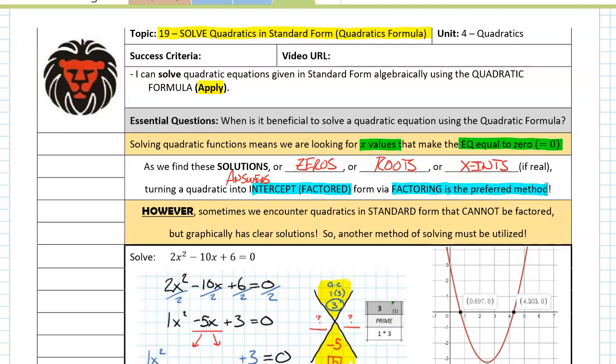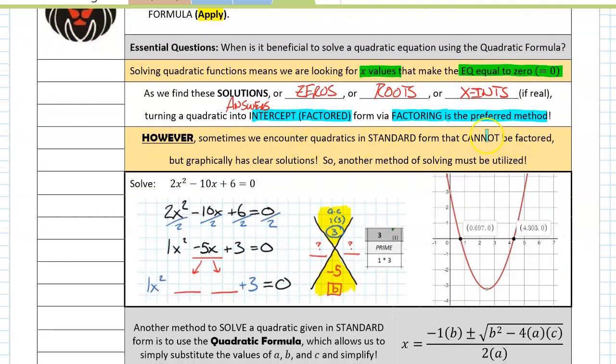We would still like to factor, as it is quicker for us to find our solutions, zeros, roots, x-intercepts if they're real. However, sometimes we encounter quadratics that cannot be factored, but graphically have clear solutions. So another method must be utilized.